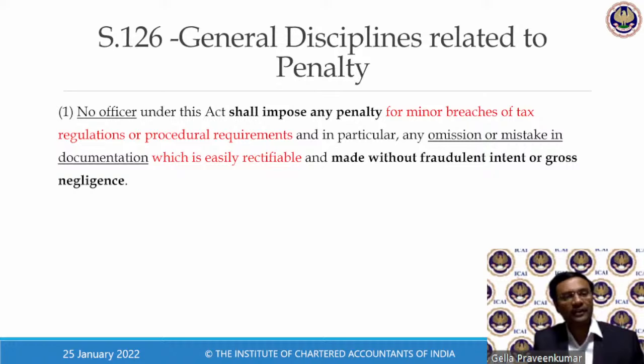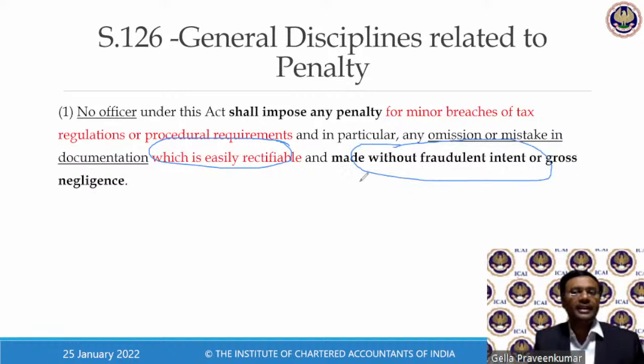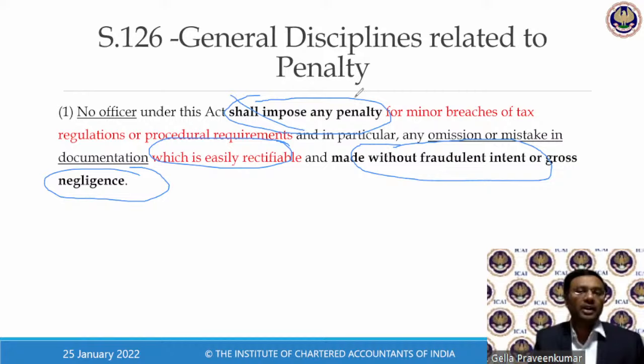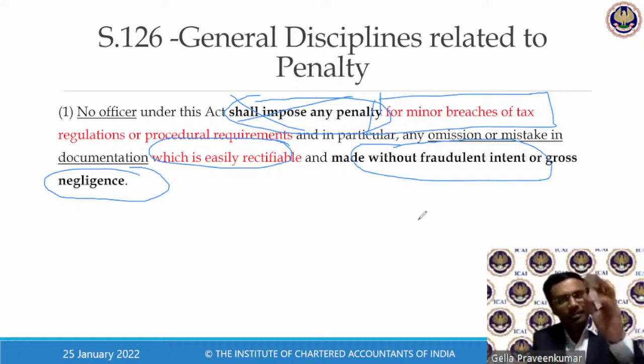or mistake of a documentation which is easily rectifiable, made without fraudulent intent or gross negligence. Here what they say, no officer shall impose, shall means not mandatory, for minor breaches. A simple example.